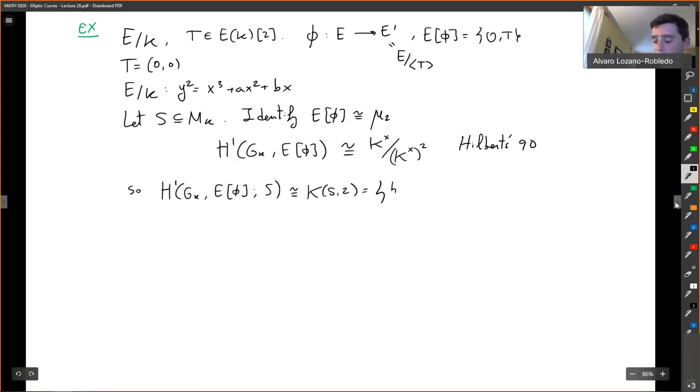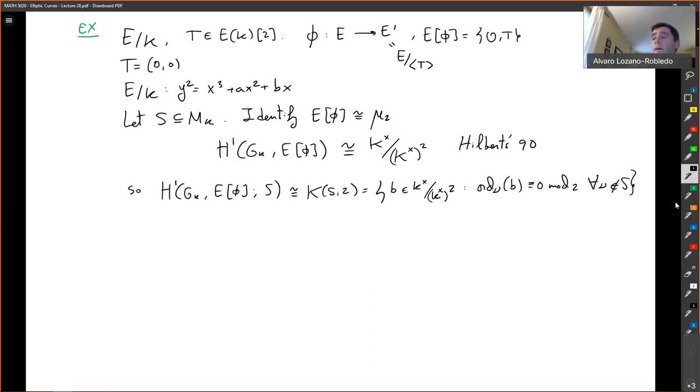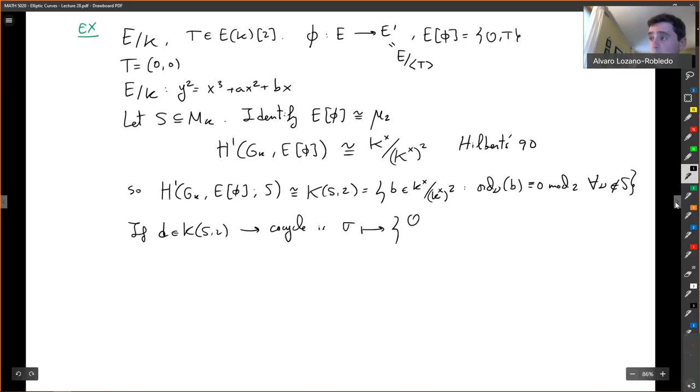It will be classes modulo squares such that the order of vanishing at v is 0 modulo 2 for all v not in S, which is hopefully familiar. And moreover, if D is one of those classes, then I want to compute the homogeneous space corresponding to this. This is the cocycle that is given by sigma goes to O or T according to whether sigma acts trivially or non-trivially on a square root of D.